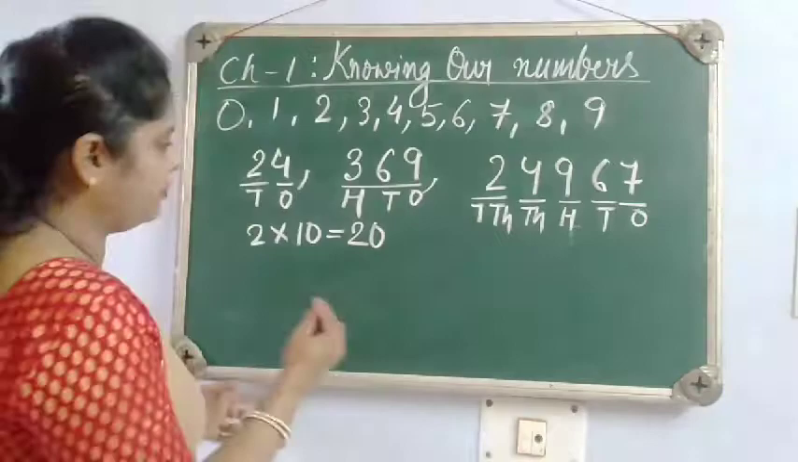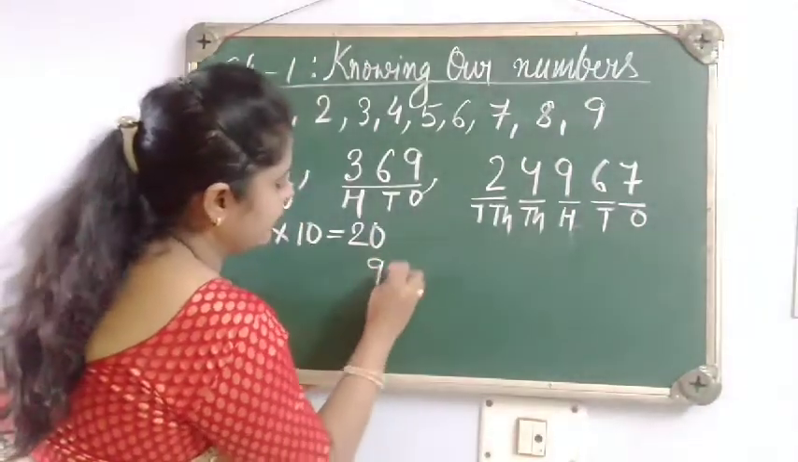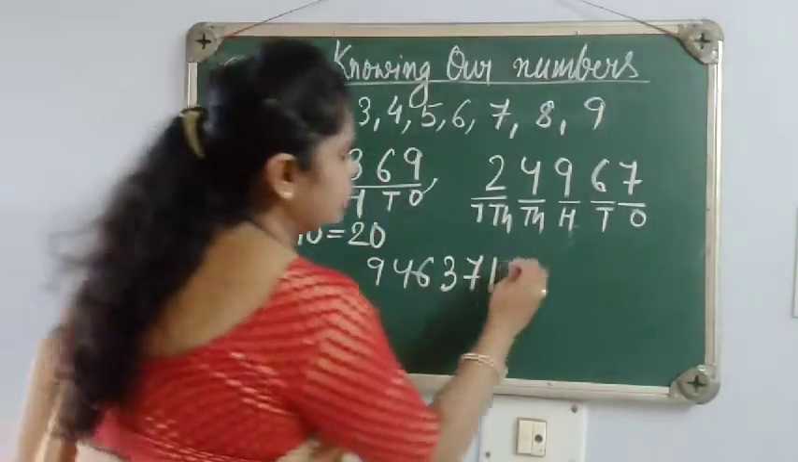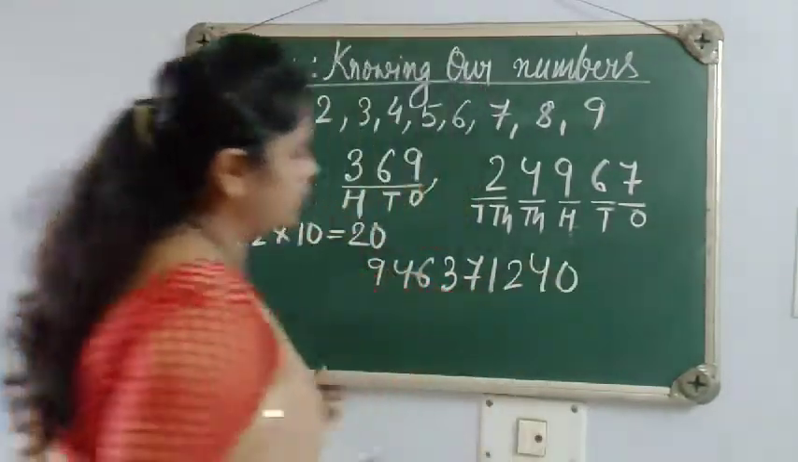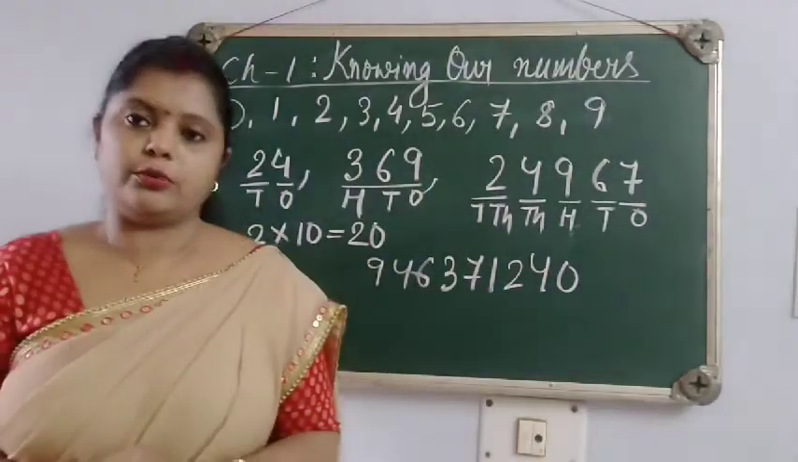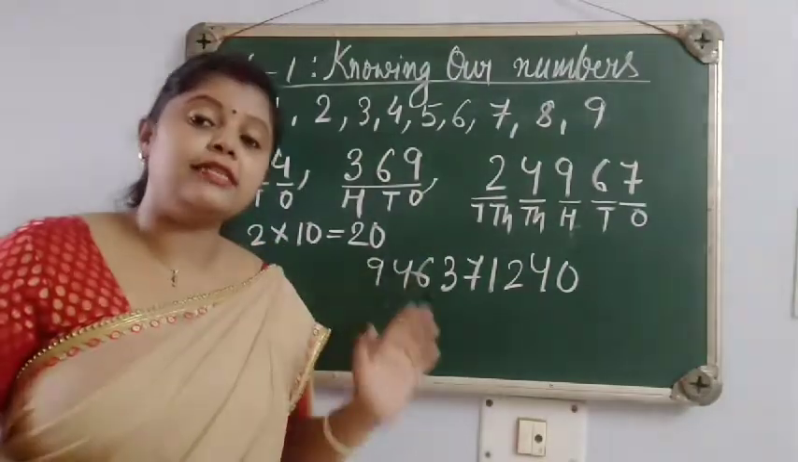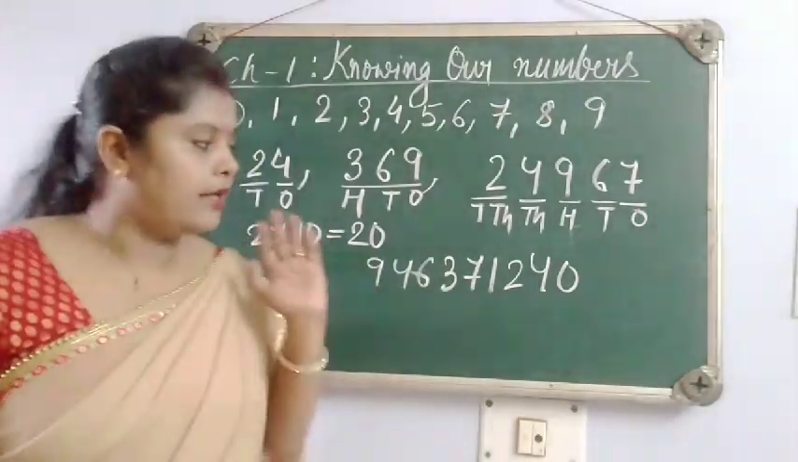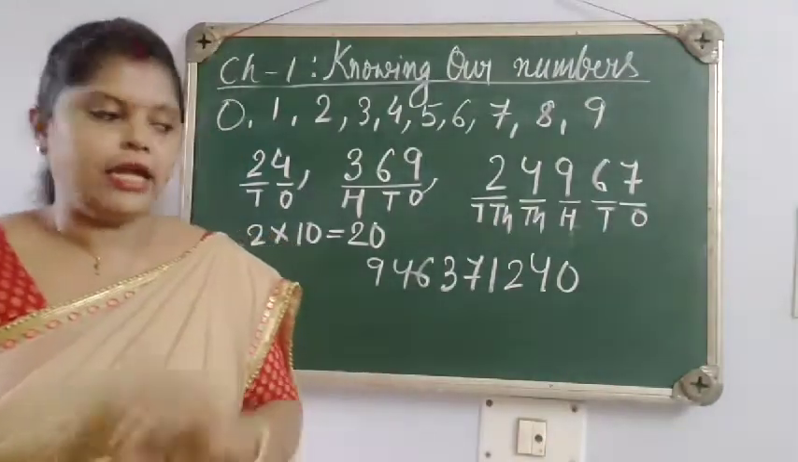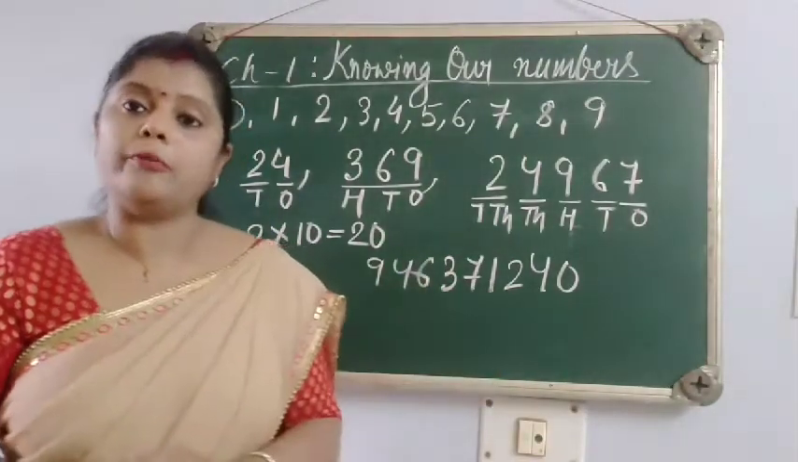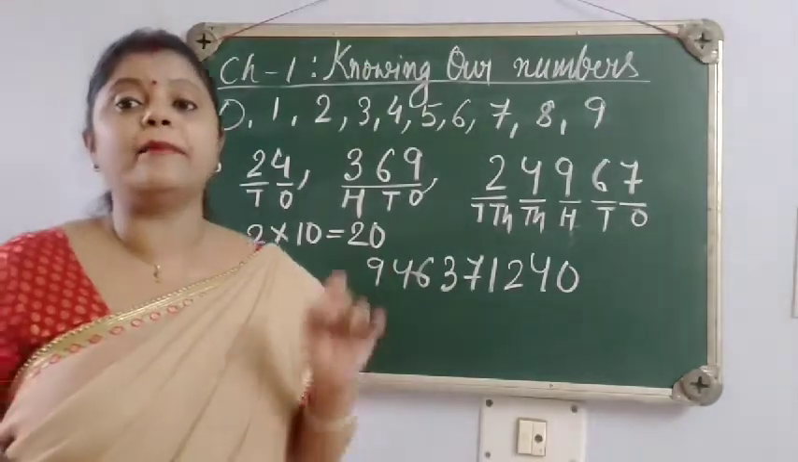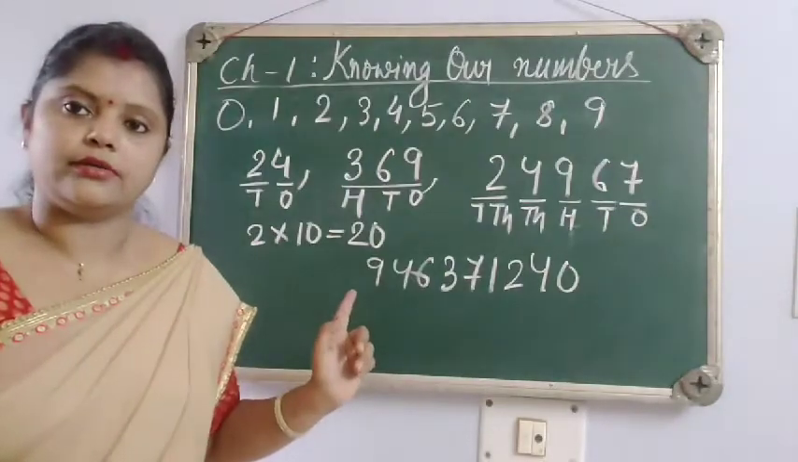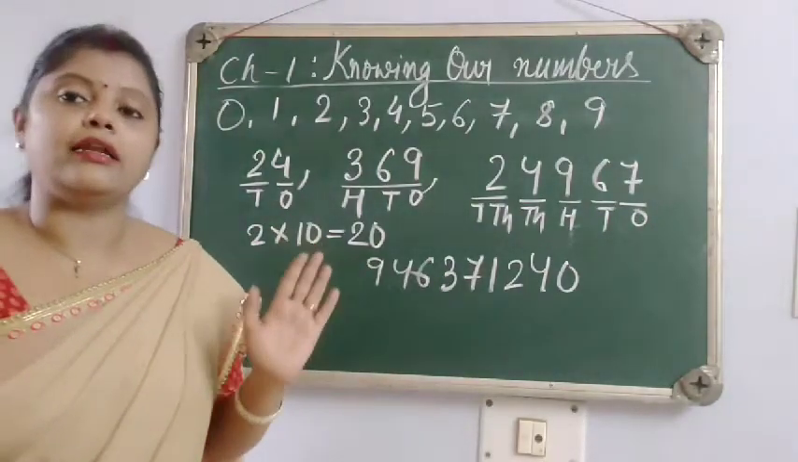I'm writing one more example here. Suppose the number is 946371240. Such a big number I have written on the board. Now this is the main task which we have to deal with. We have to first understand how we are going to pronounce it. Every number occupies a proper place and we have to understand the place, then only we can give the number name to this number.